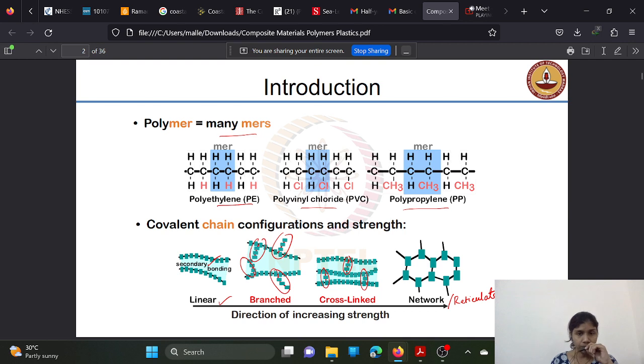In case of branched, even though the branches are coming, they are not interlinked with each other. And when coming to the cross linked configuration, here the chains of polymers are interconnected with small chains of polymers, and in network or reticulated everything is interconnected. So from linear to network or reticulated configuration, it is in the direction of increasing strength. Now you are in a position to tell which configuration has higher strength and which has least strength.